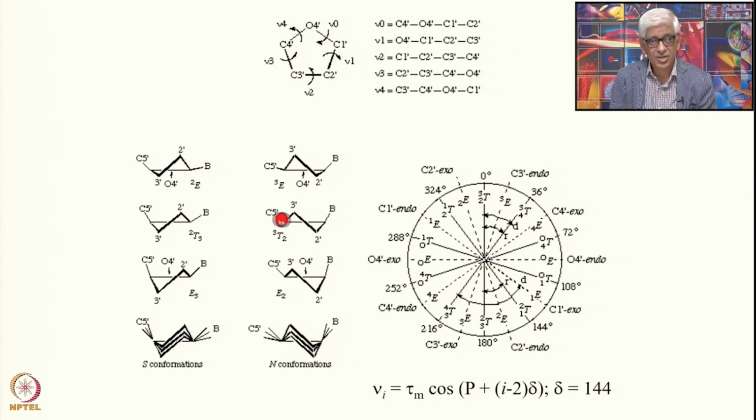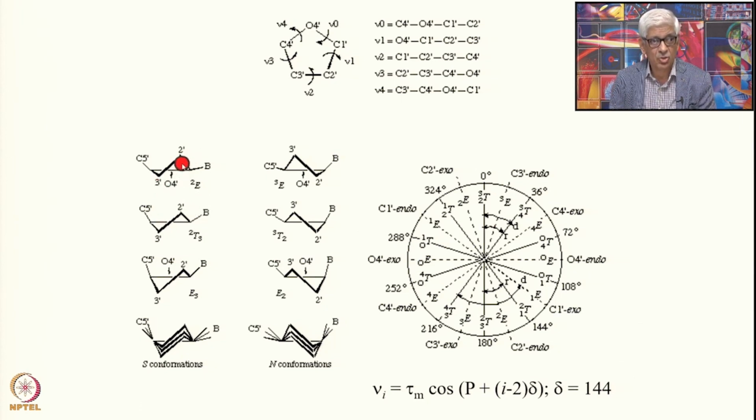And here you see, if you make a plane of a particular thing, put the 3 atoms in a plane: C1 prime, O4 prime, C4 prime. If you put them in a particular plane, what is the disposition of the 2 prime and the 3 prime atoms with respect to that plane? Then you will get different structures, and the C4 prime is always on one side. So you get different kinds of structures for the sugar ring.